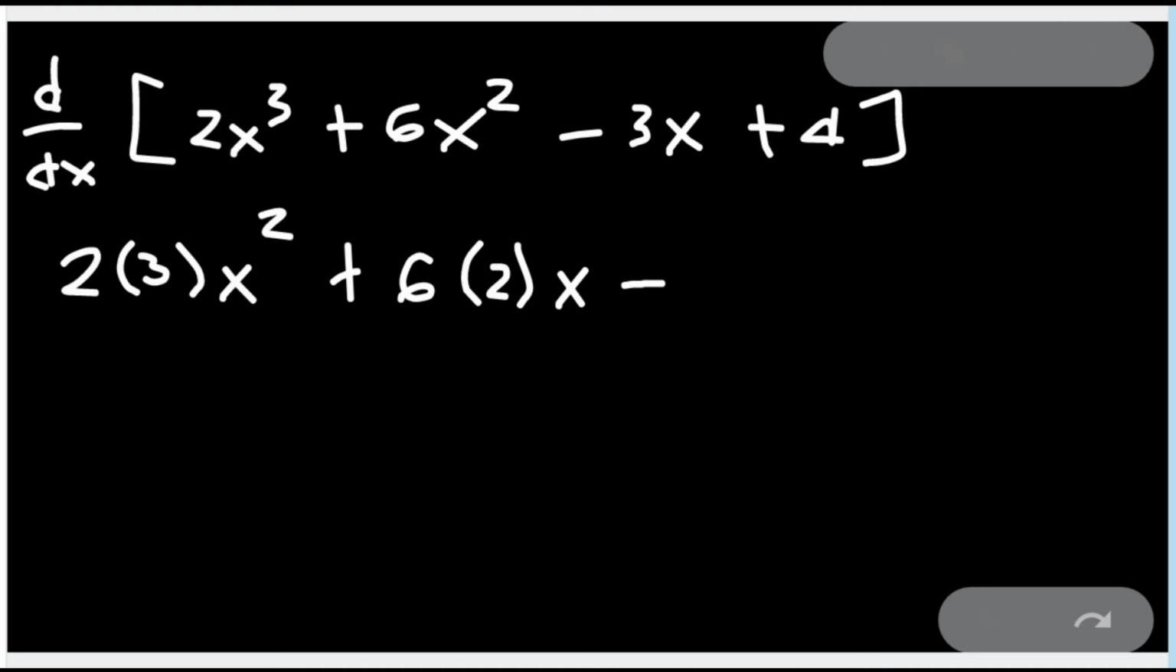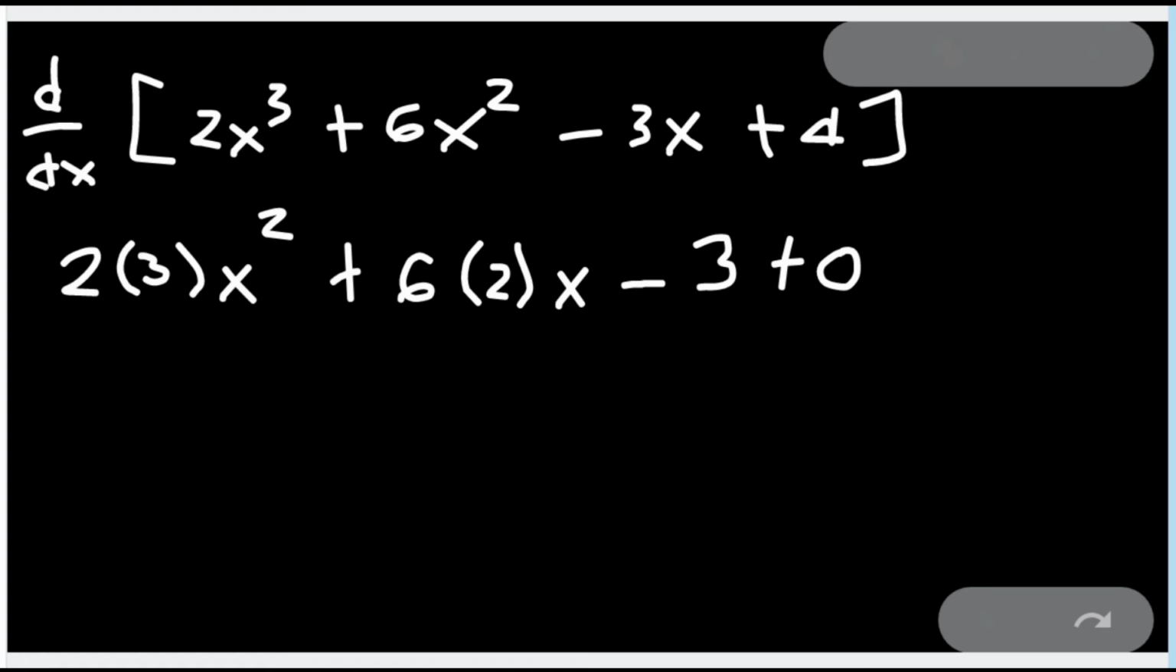Then, minus. What is the derivative of x? The derivative of x is 1. So, we just simply put 3 here. And we all know that the derivative of a constant is 0. So, plus 0. Now, let's simplify.